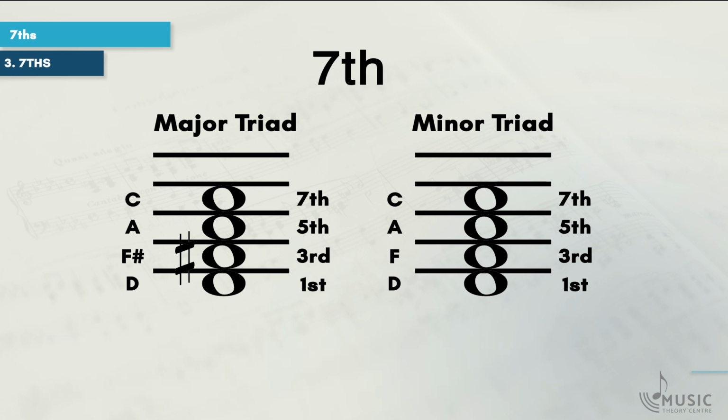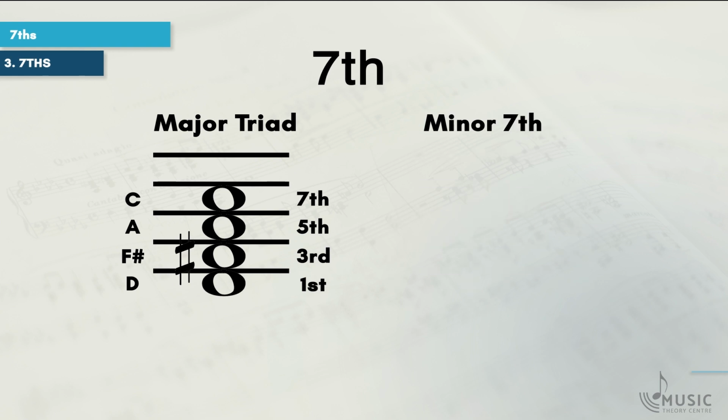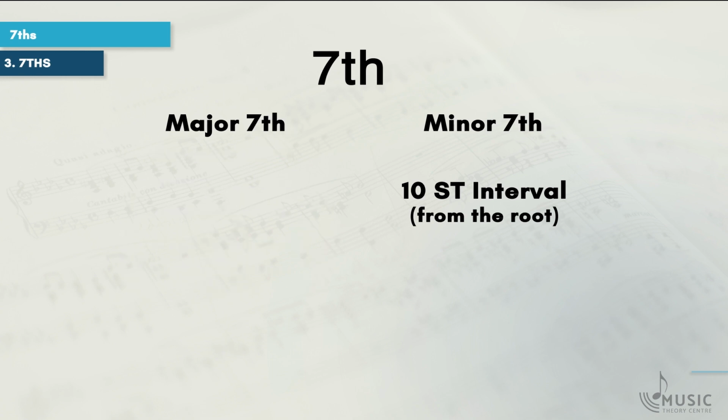Remember, if you need to quickly learn or recap this, please watch our interval video first. You may need it for this. A minor 7 is a 10 semitone interval. A major 7 is an 11 semitone interval.